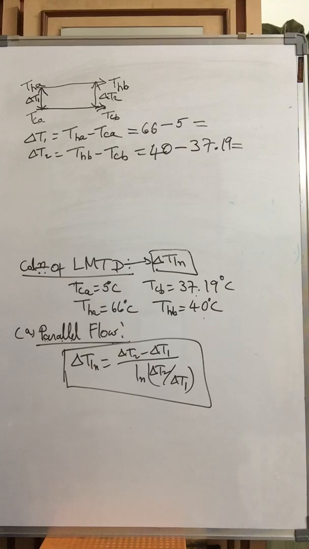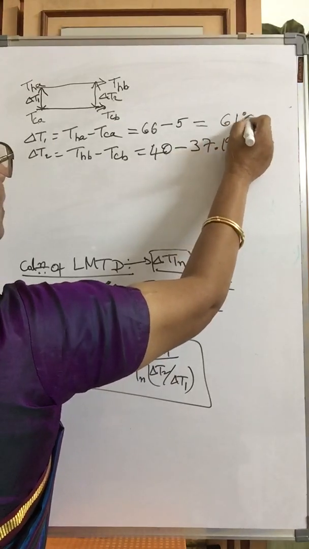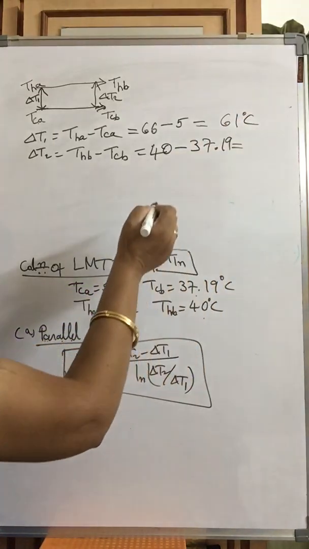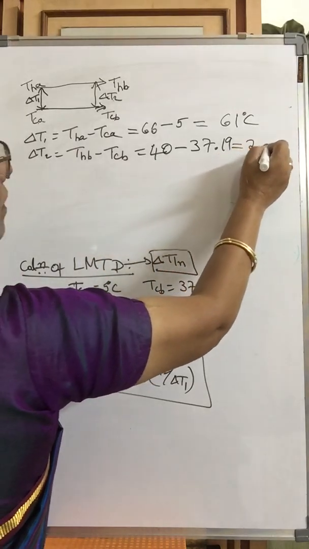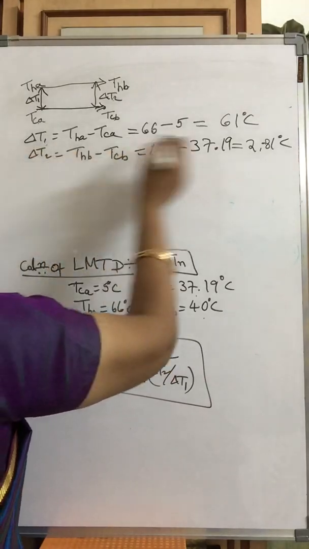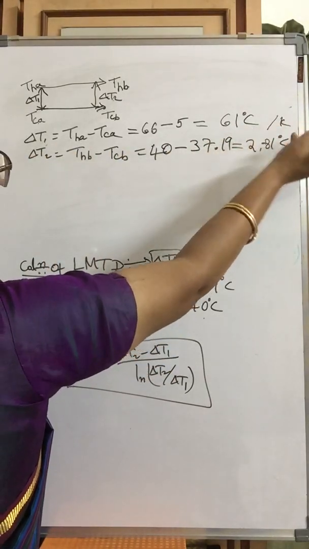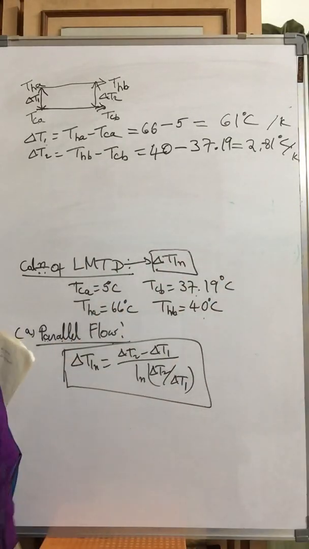Once you get delta T1 and delta T2, you can easily calculate delta T ln. And here delta T2 is 2.81 degree centigrade. I already explained, for delta T, whether centigrade or Kelvin, both are the same. The value is same, since you are adding and then subtracting.